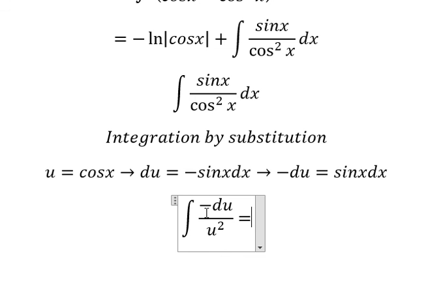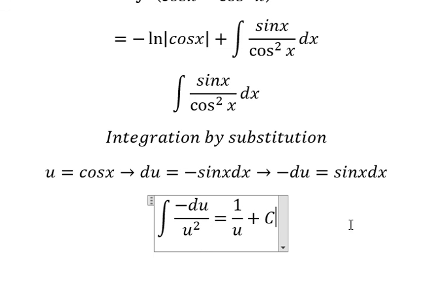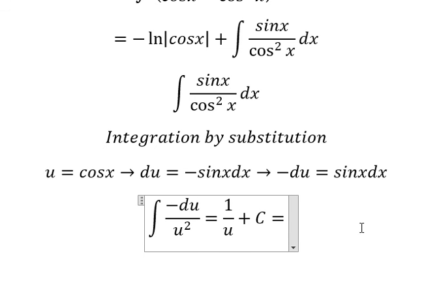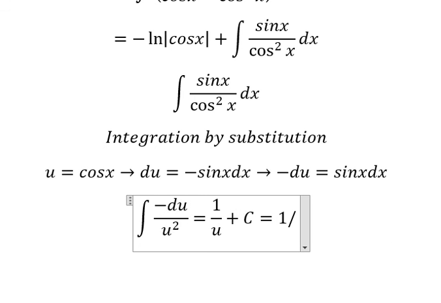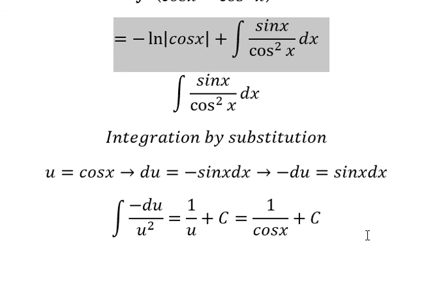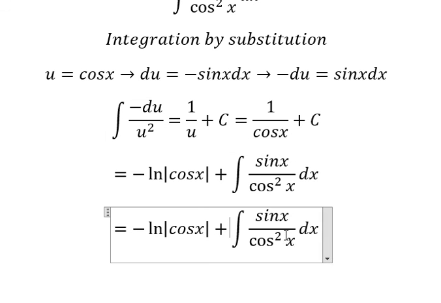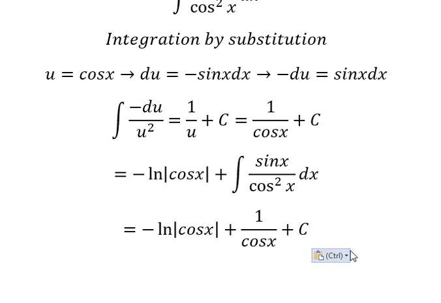The integration of this one, we have 1 over u, and we put plus c. This is the formula here. About u, that is cosine x. The integration of this one is this one. And this is the final answer. This is the end.